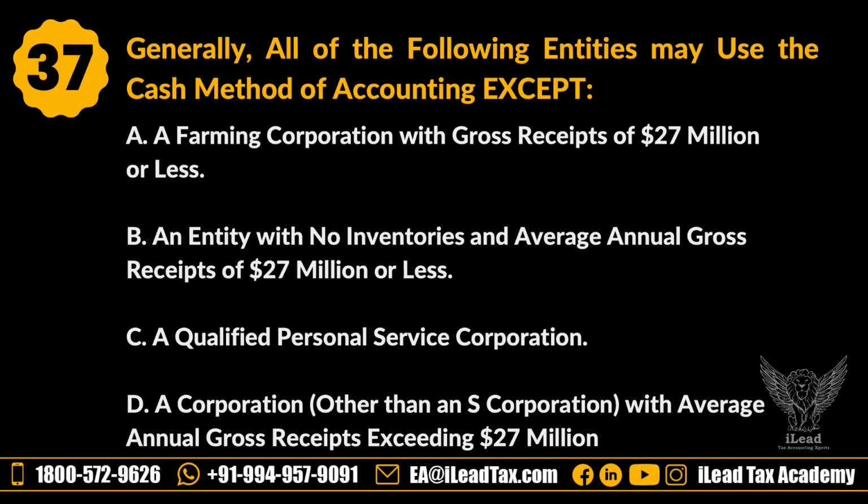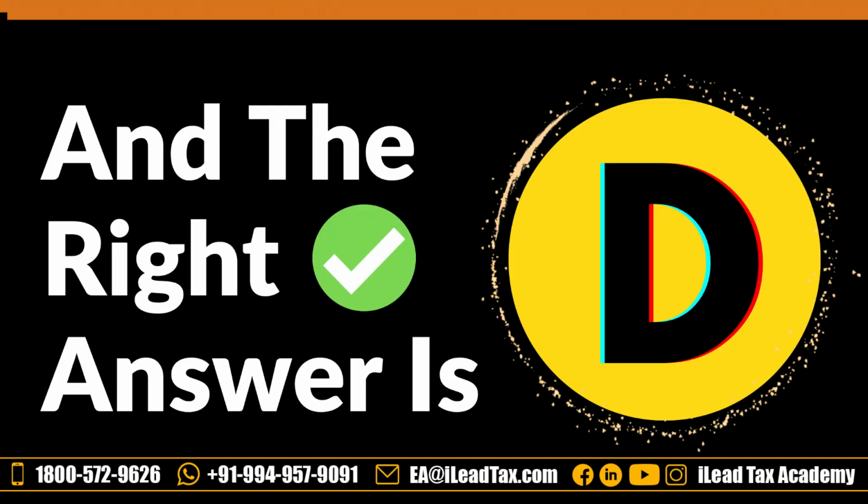Generally, all of the following entities may use the cash method of accounting except: A. A farming corporation with gross receipts of 27 million or less. B. An entity with no inventory and average annual gross receipts of 27 million or less. C. A qualified personal service corporation. Option D. A corporation other than an S corporation with average annual receipts exceeding 27 million. Let's see the answer. The answer is D. Let's see why it is D.